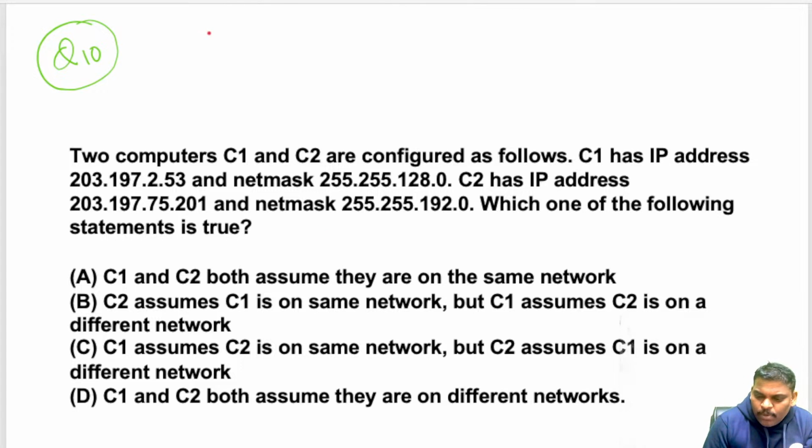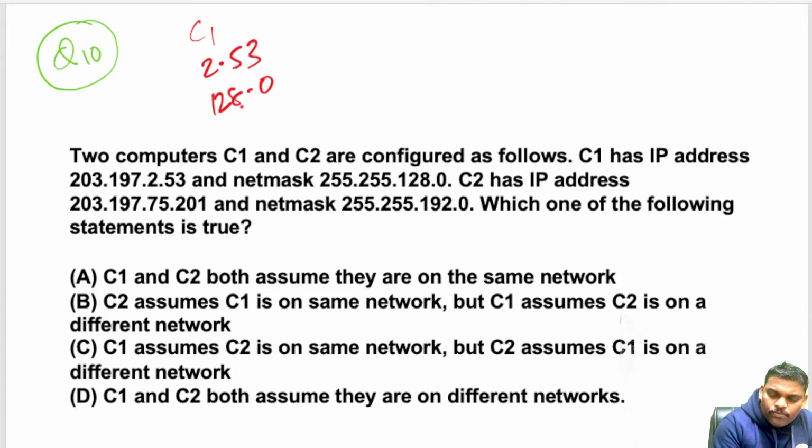For C1, if you see the mask, there are only two 255s, so you have to take care of 2 octets. What is being asked? Assume C1 and C2 are in the same network. Do the AND operation: C1 with its mask, C2 with its mask. C1 is 2.53, mask is 128.0.